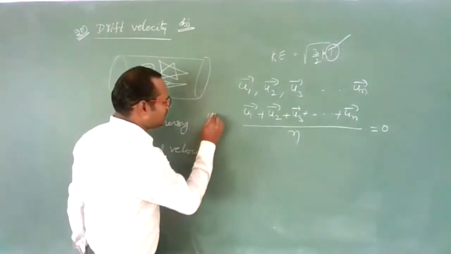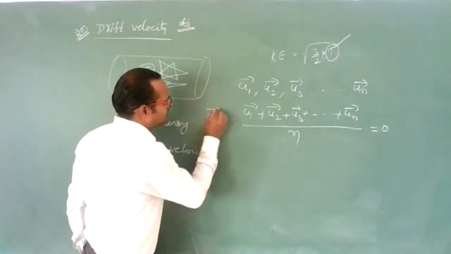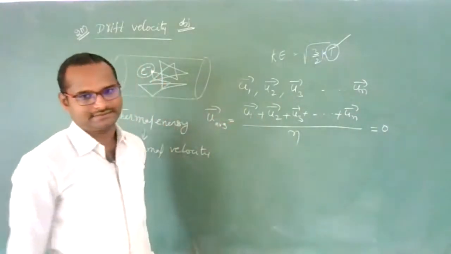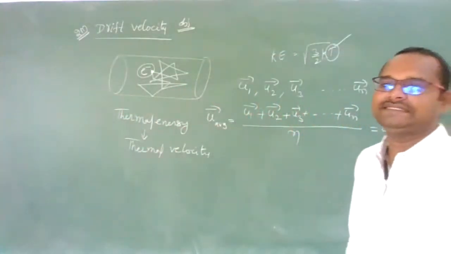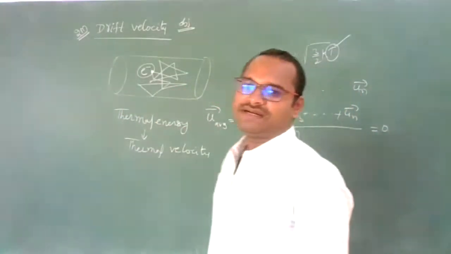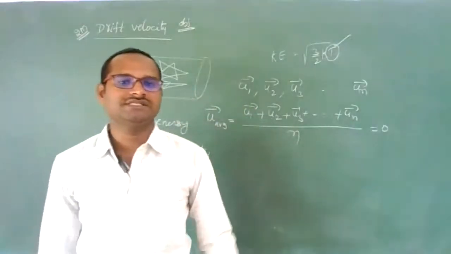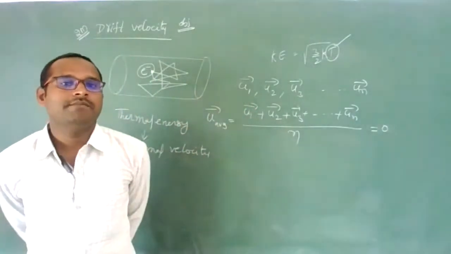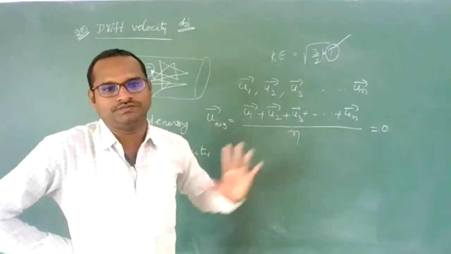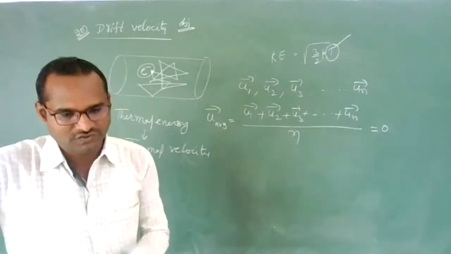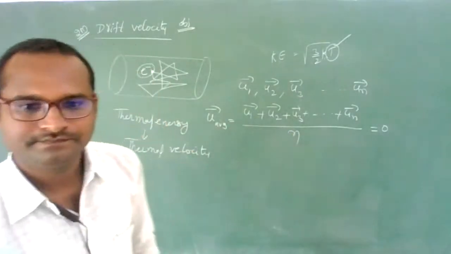Okay, clear? U average I'll call this, and this will be zero in a conductor. Due to its own temperature, all the free electrons in a conductor will have individual velocities and they will move in random directions. But if you take the average of all these velocities, you will always get zero. Okay, this point I think is clear.